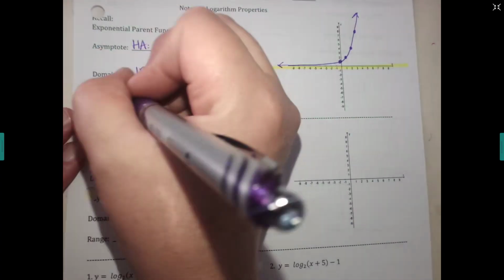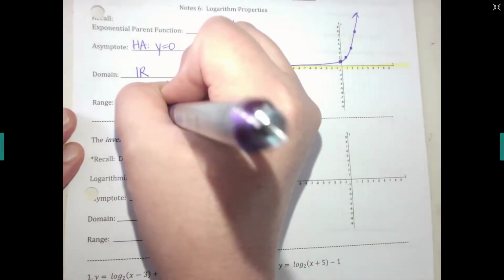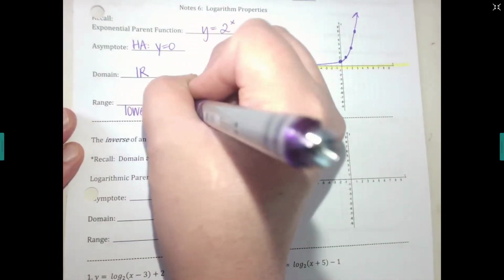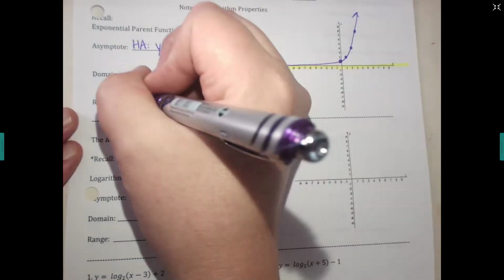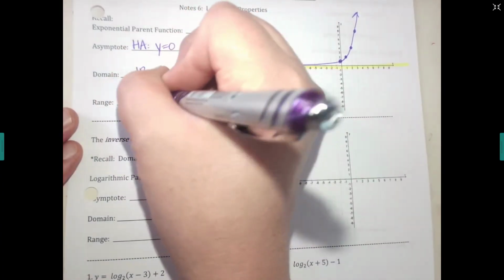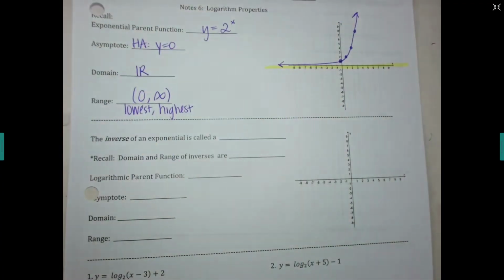And then for the range, remember you want to do lowest then highest. But what is the lowest that this graph can go since I have that line that I can't cross? 0. And then you'd say 0 is the lowest, infinity is the highest, but I can't get to either one. So to show that I can't get to 0, I put a parenthesis on it.